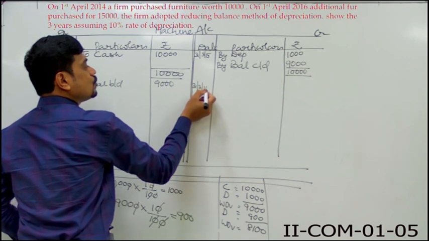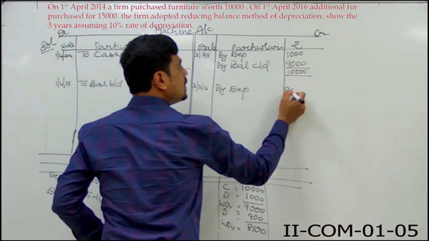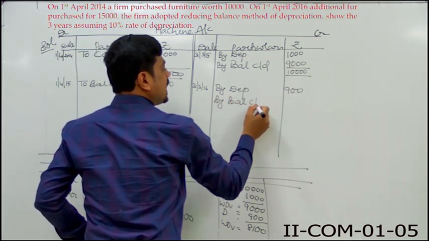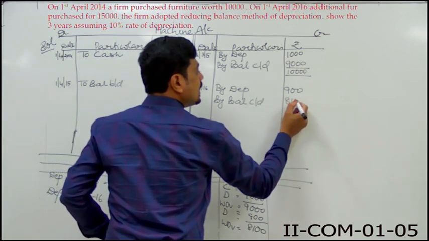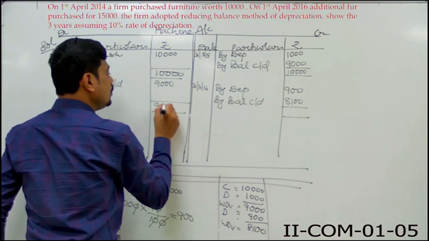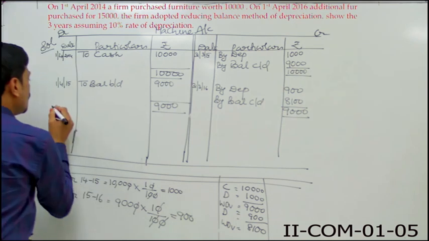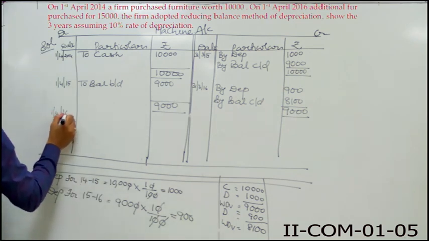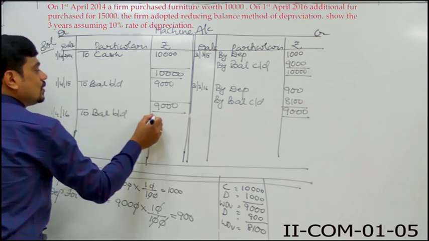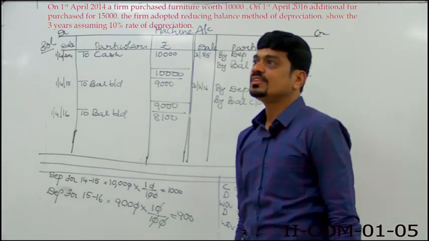Go and post it. 31st March 2016, by depreciation 900. By balance carried down 8,100 and close the account. If we close the account, it gets tallied with 9,000. Bring down the balance. 1st April 2016, to balance brought down 8,100. Did we do anything in year 2016?